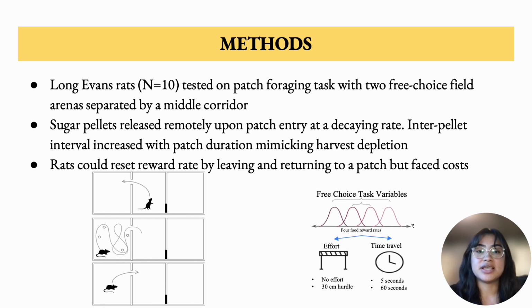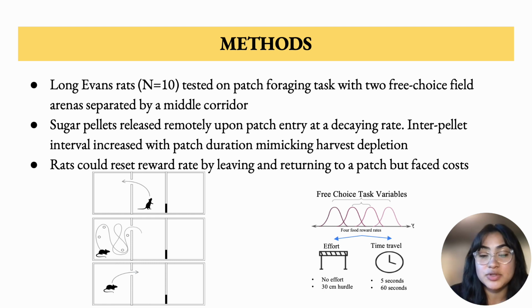Additionally, each patch released sugar pellets remotely that started releasing upon entry to the patch and also had a decaying rate. This interpellet interval increased with patch duration to mimic harvest depletion. It's also important for the study to note that rats could reset the reward rate by leaving and returning to a patch, although they could face effort or travel cost. In other words, a rat could continue to stay in a richer patch through the whole session by resetting the reward rate once the interpellet interval denoted a depletion.